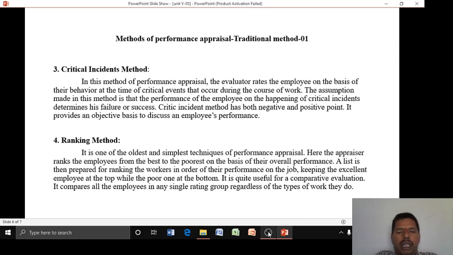Keeping the excellent employees at the top while the poor ones at the bottom. It is quite useful for a comparative evaluation. It compares all the employees in a single rating group regardless of the type of work they are doing. So instead of taking the type of work, the rating is done in a uniform way, or a single rating group, regardless of the type of work they do. So this is called ranking method of performance appraisal. So the topper is excellent, then the bottom is the poorest. That's the rank.